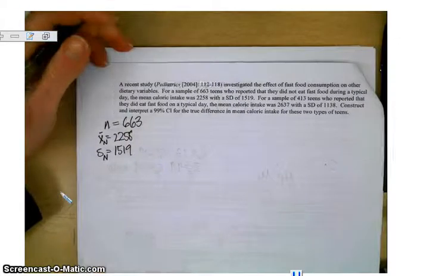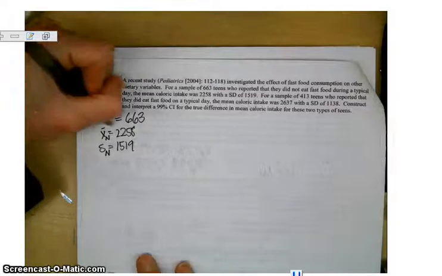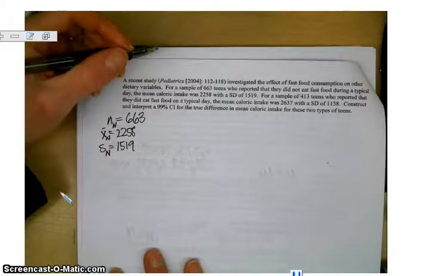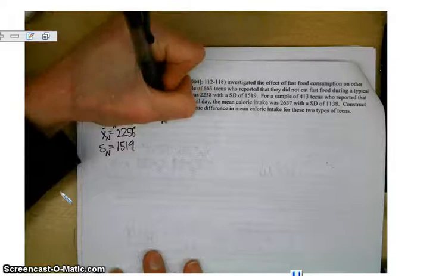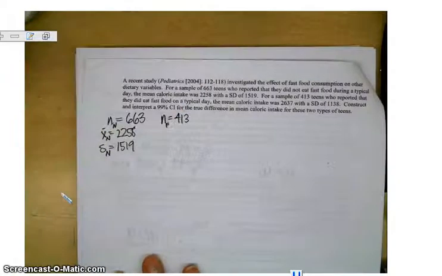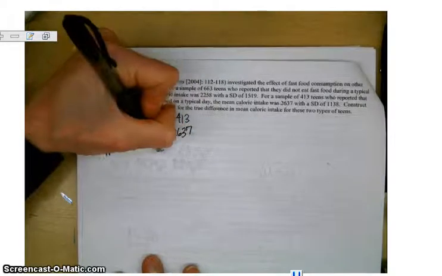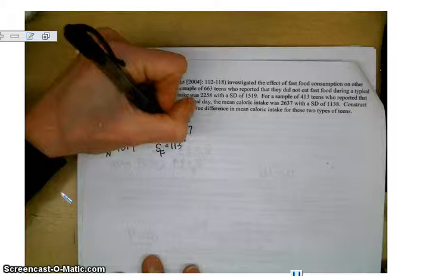You can use whatever you want. You could use sample 1 and 2. It doesn't really matter. All right, so the second sample, n was 413 teens who reported that they did eat fast food. So I'm going to say F for fast food. And their mean caloric intake was 2,637 and a standard deviation of 1138. That's a huge standard deviation. Construct and interpret a 99% confidence interval for the true difference in mean caloric intake for these two types of teens.